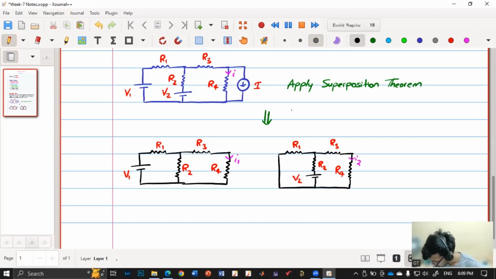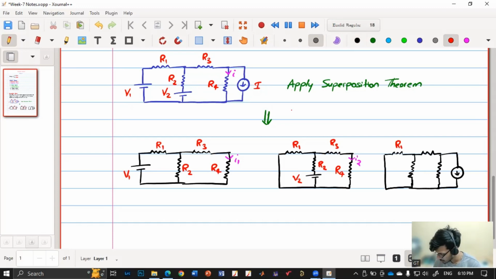Now I'll consider I. So R1, R2, R3, R4, and current I. So we have shorted the other sources as we are considering only the current source. The other sources are to be shorted. And this is R4 and this is our current I. And here we have I3. So applying superposition, the algebraic sum.